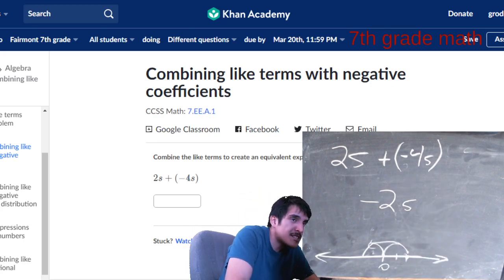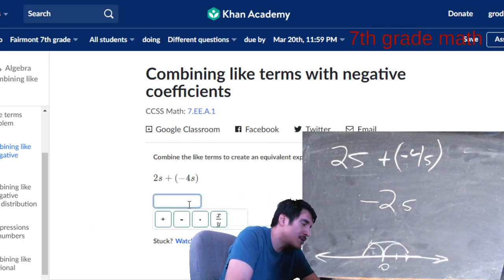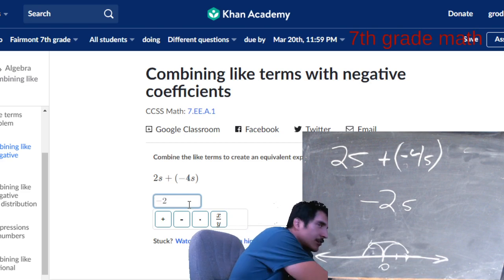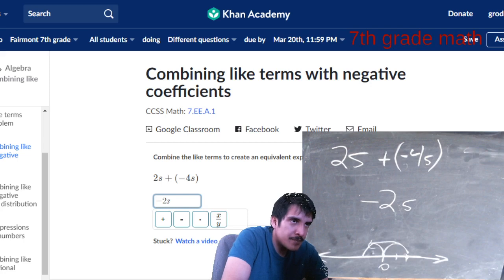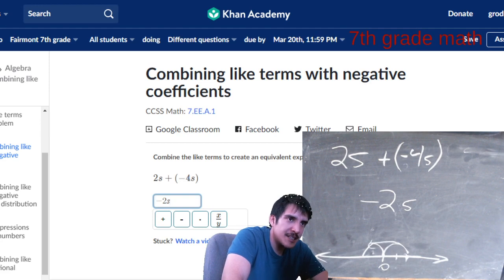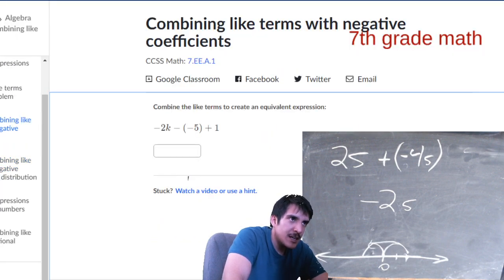I'm going to move somewhat quickly through these, but the beauty of this is that if you are stuck, you can always pause it, and you can always ask questions on the thread, on the class comments. So let's do 7 problems of these. This one is negative 2s. Hooray. Next question.